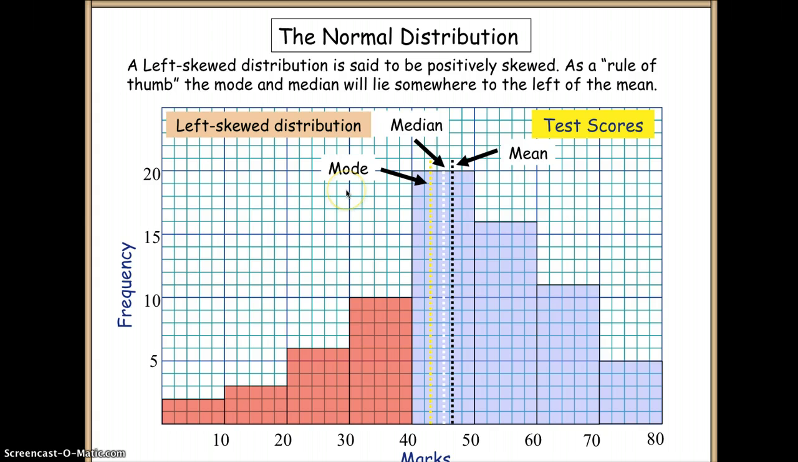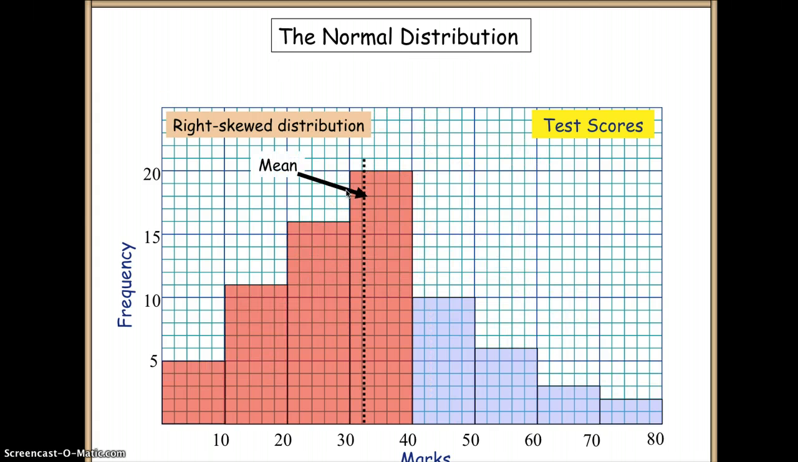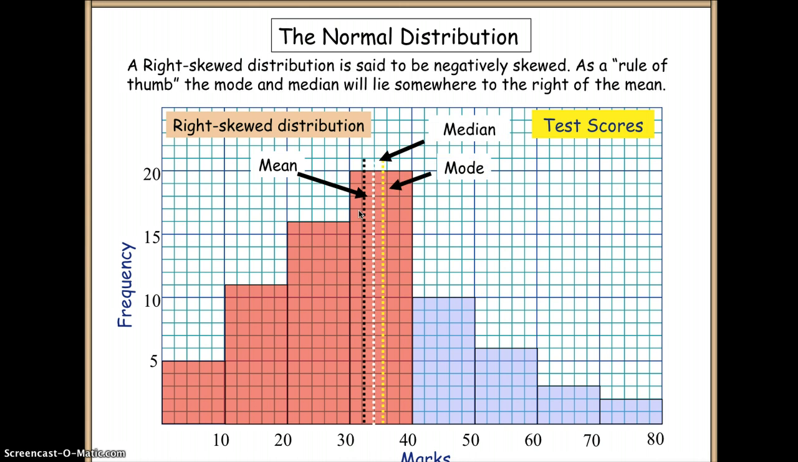On the other hand, for right skewed distribution, the mean is more to the left, meaning the mean has a low value. Your median and mode are at its right, meaning that the median and the mode are higher than the mean. And as a rule of thumb, right skewed distribution is also called negatively skewed. You can also describe it as negatively skewed.